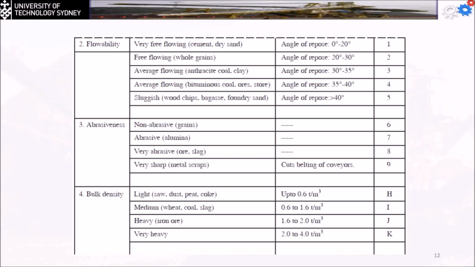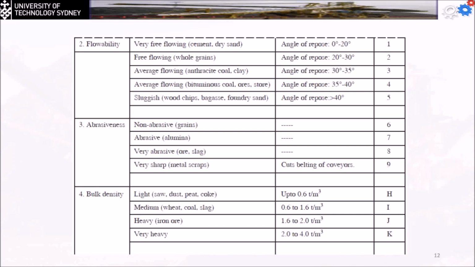For the bulk density, depending on the density itself and how much, the alphabet letter we're going to put is H to K. H, if it's going to be very light, low bulk density, up to 0.6 ton per cubic meter, or very, very heavy, very high bulk density from 2 to 4 ton per cubic meter, I'll put the letter K. And the I and the J are going to be for the medium and the heavy bulk density.